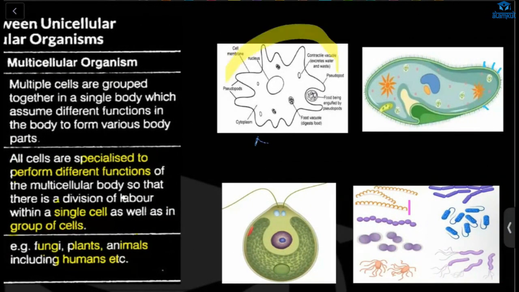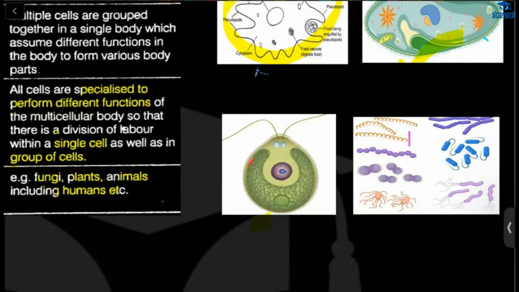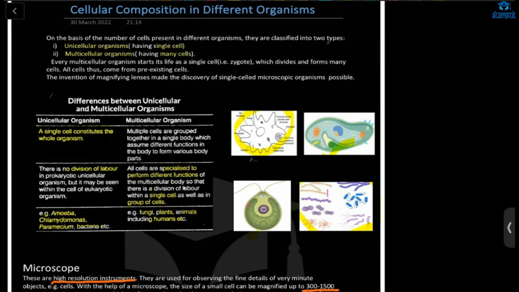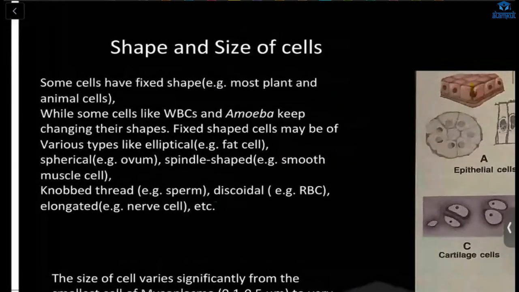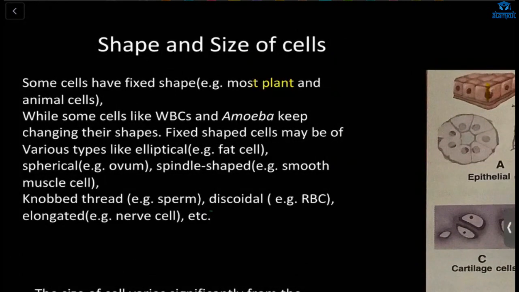This is amoeba. This is Paramecium. This is Chlamydomonas. And this is bacteria, different types of bacteria. So all cells are of different shapes and sizes. Some cells have fixed shape. Most plant and animal cells have a fixed shape, and some cells like the WBC and amoeba keep changing their shape.